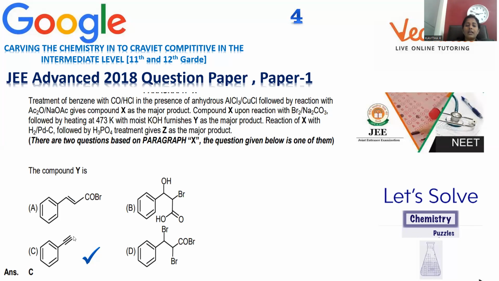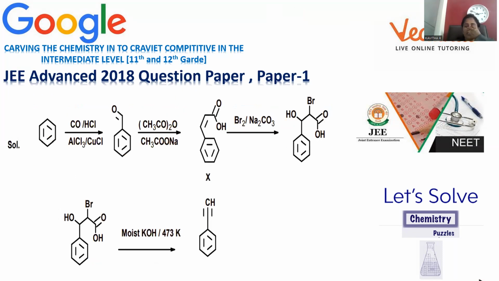C contains a carbon-carbon triple bond with a benzene side chain. Benzene accompanied by the carbon-carbon triple bond, so this is an acetylene, phenyl acetylene, we can say. How can we get phenyl acetylene? Let's see. Benzene is first treated with CO, HCl, AlCl3, copper chloride, so that an aldehyde will be generated. This is called benzaldehyde. This is a formylation reaction, right?